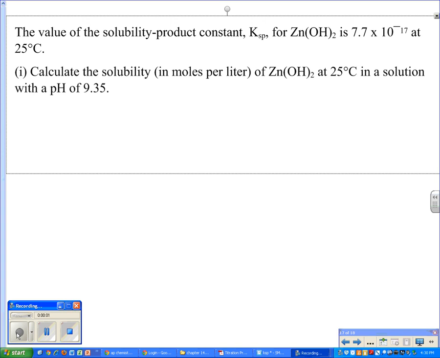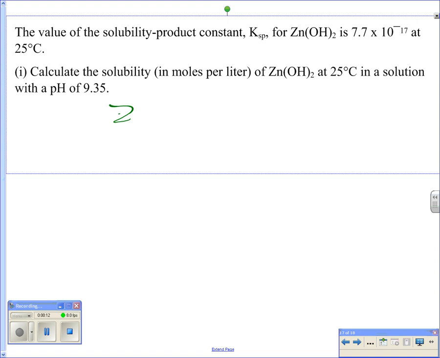When calculating KSP problems, the best thing to do is to write a reaction showing the dissociation of the ionic solid. And so our solid is zinc hydroxide. When it dissolves, we're going to see its KSP is pretty small, so we know that it's in equilibrium. So it's going to have a zinc plus 2 ion and 2 hydroxide ions.